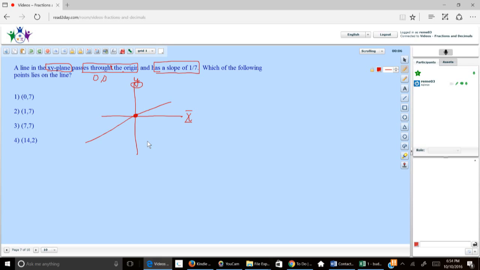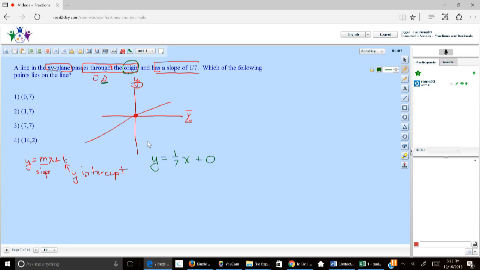So if you remember, our formula for finding a line is y equals mx plus b, with m being your slope and b being your y-intercept. So far, we know what the slope is, which is 1/7. Then we put our x, and we know what the y-intercept is because it's the origin, and so it goes through point 0. So we would do plus a 0. But that doesn't give us any information.